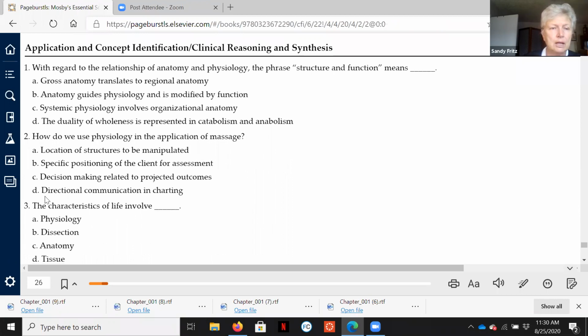And then directional communication in charting. So this would be caudal, cranial, medial, lateral. And while that's really important for us to understand where we're working and describing that, it's not about function. So that's how you would work yourself through one of these questions.